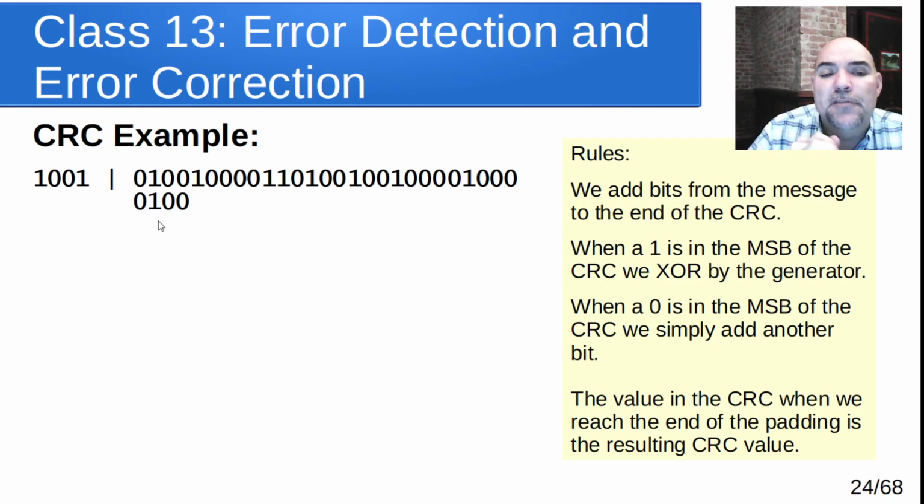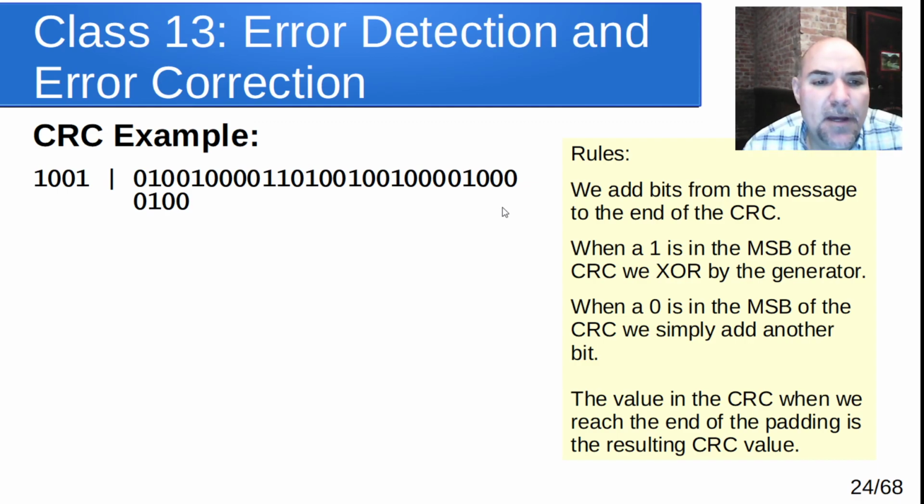And if there's a 0 in the most significant position, we just add another bit to the end. In other words, we bring the next bit down, and the next one, and we keep doing that until we get a 1 in the position of the most significant bit of the generator. And when we do that, we XOR, and that's it. That's how this works. That process continues until we've moved the last bit down over here. And the value that's left in the padding bit area over here becomes our CRC value. So when we go through all of the bits, including the padding bits, we now have our CRC value.